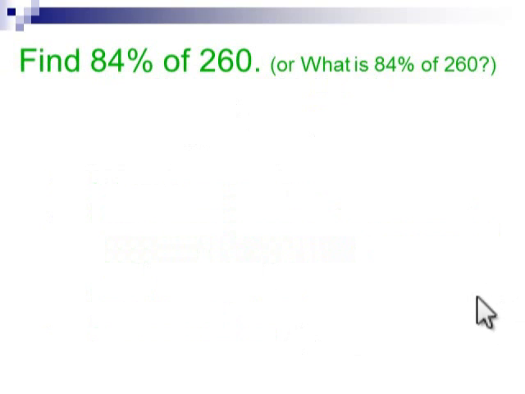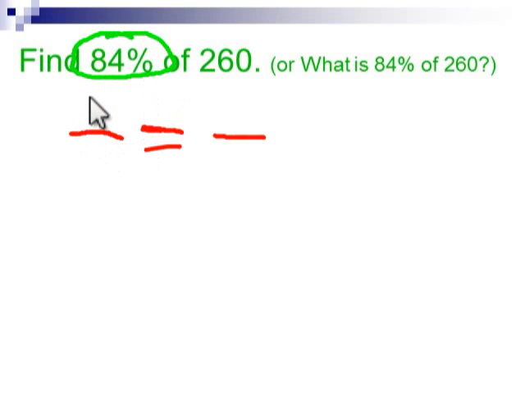So let's start with our first example. It says find 84% of 260. Or the question might be asked, what is 84% of 260? So we're going to write a proportion. I'm going to start by setting up my two fraction bars and my equal sign, because it's not a proportion without an equal sign. My first ratio is going to be the one that is attached to this 84%. So I'm going to write a ratio for that. That would be 84 out of 100.